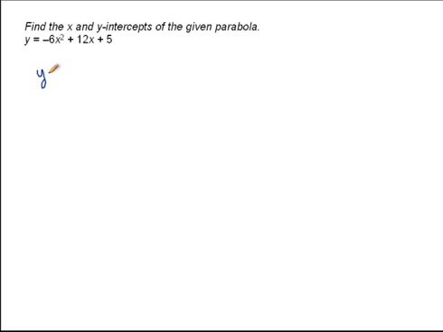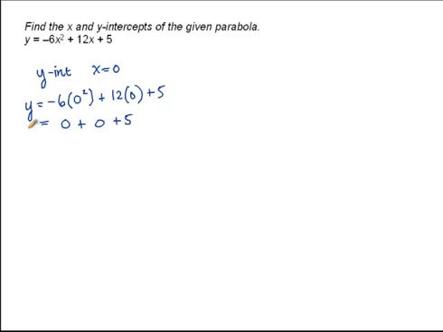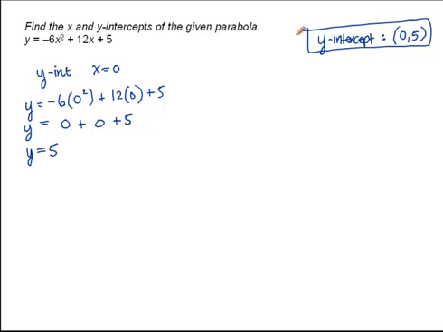Well, the y-intercept is easy to find because for that one we set x equal to 0. So we get y is equal to negative 6 times 0 squared plus 12 times 0 plus 5. And that's 0, and that's 0. So we end up with y is equal to 5. So the y-intercept is (0, 5). That's part of it.